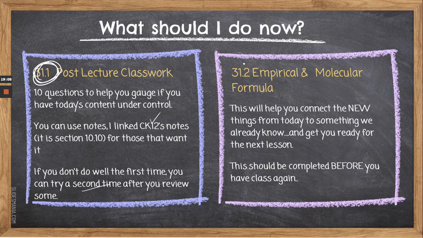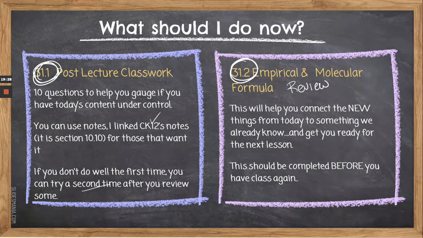And then the start in class, finish for homework is this, which is 31.2, also already in Google Classroom, which is the empirical and molecular formula, which we have learned before. So again, this is kind of a review. It's going to help you bridge the percent composition new information with what we're going to do with that information to figure out the formulas in lecture 5. This is due before you have class again.